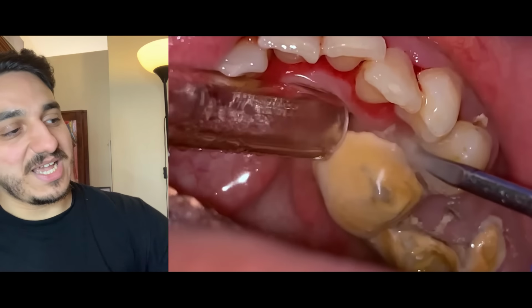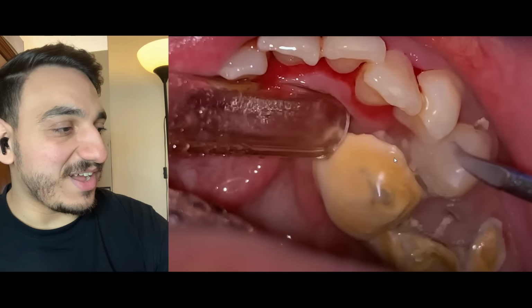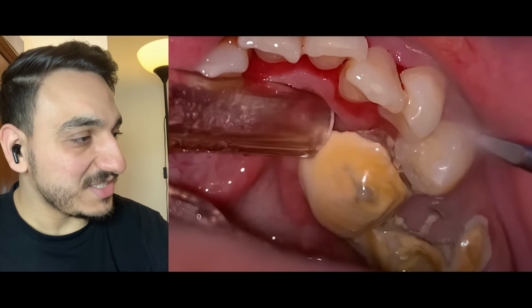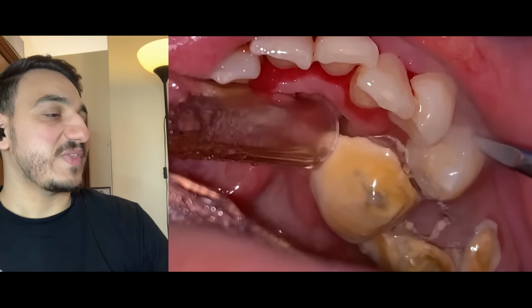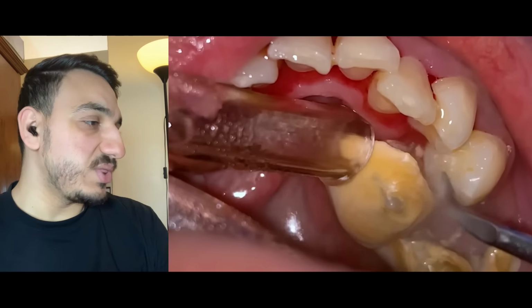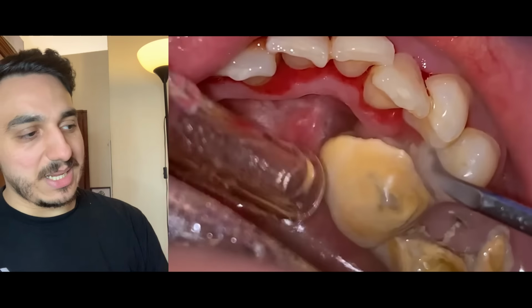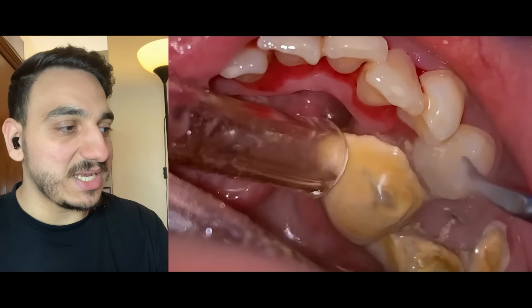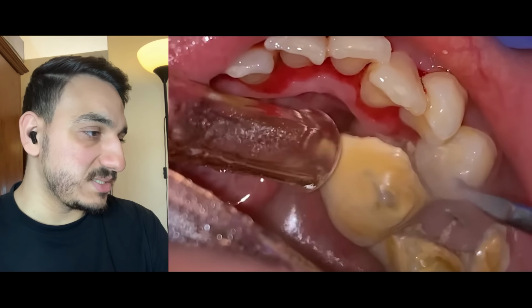The operator looks like they're separating that wall of dental tartar and dental calculus in between that huge dental tartar and the natural tooth. It looks like it is covering up some tooth underneath it. Let's see what's happening.